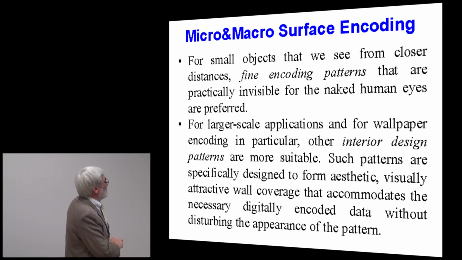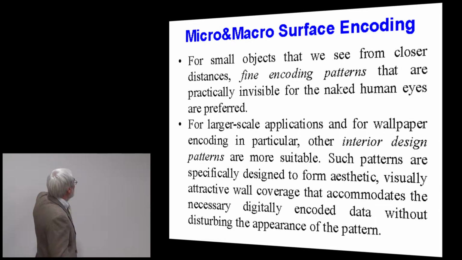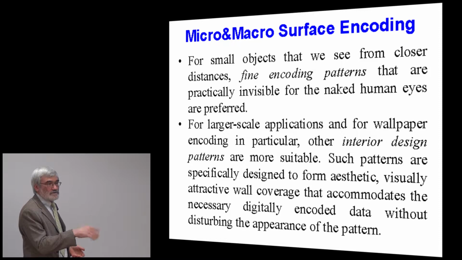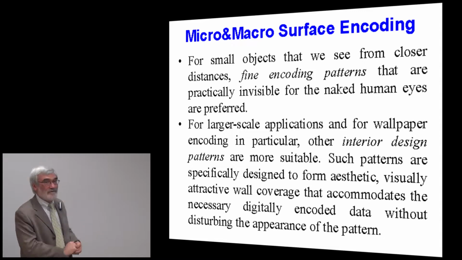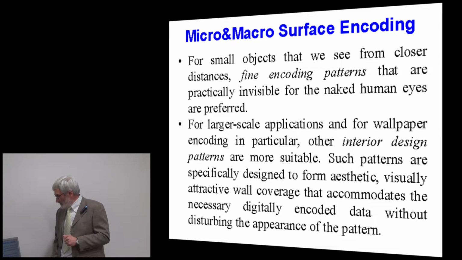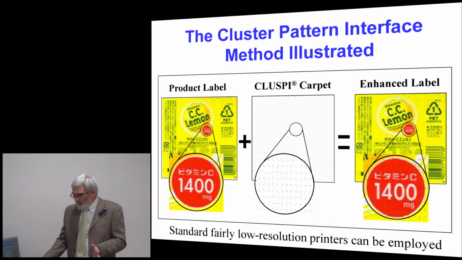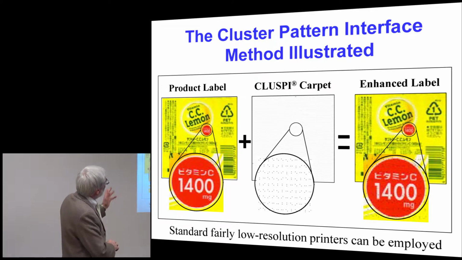And you may have it on a macro scale, like imagine in this room. If you want something encoded on the walls, you can just use wallpaper, beautiful flowers or something. So you don't have to hide the code. You can have it well visible, like a well-designed, beautiful interior pattern. So we've explored both possibilities. This is one of the methods that we started with.